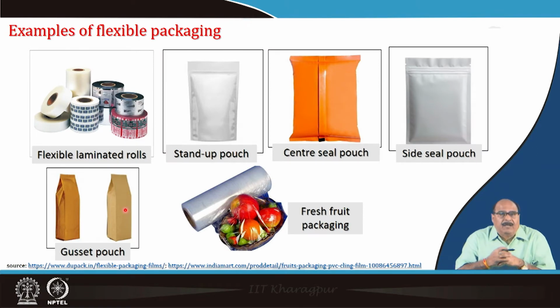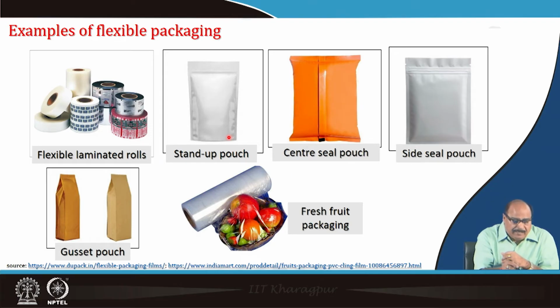These are the examples I have shown in the picture, examples of flexible packaging material, like flexible laminated rolls, that is co-extruded or laminated rolls where different sheets are co-extruded together, or stand-up pouch. This is made by form, fill and seal machines. There are FFS machines, etc.